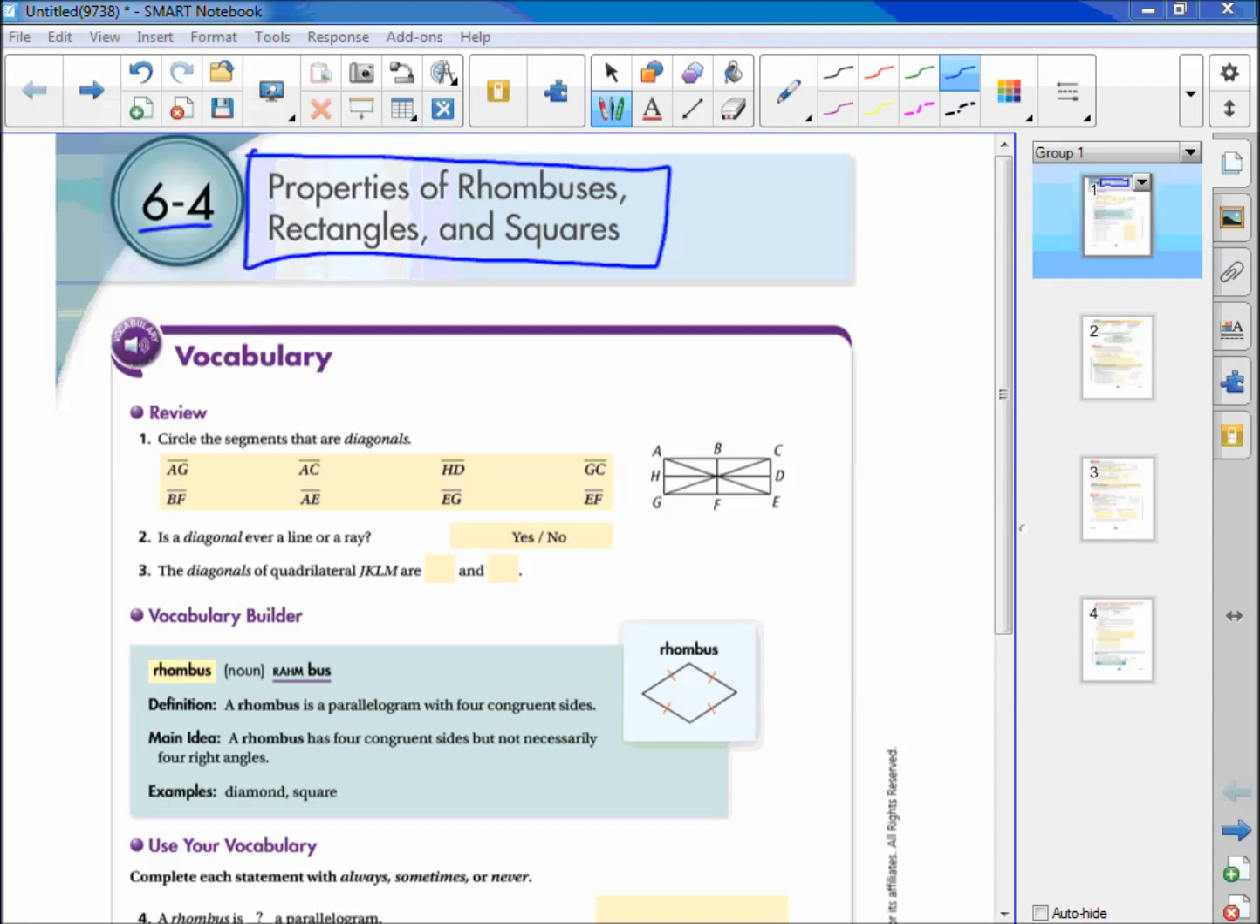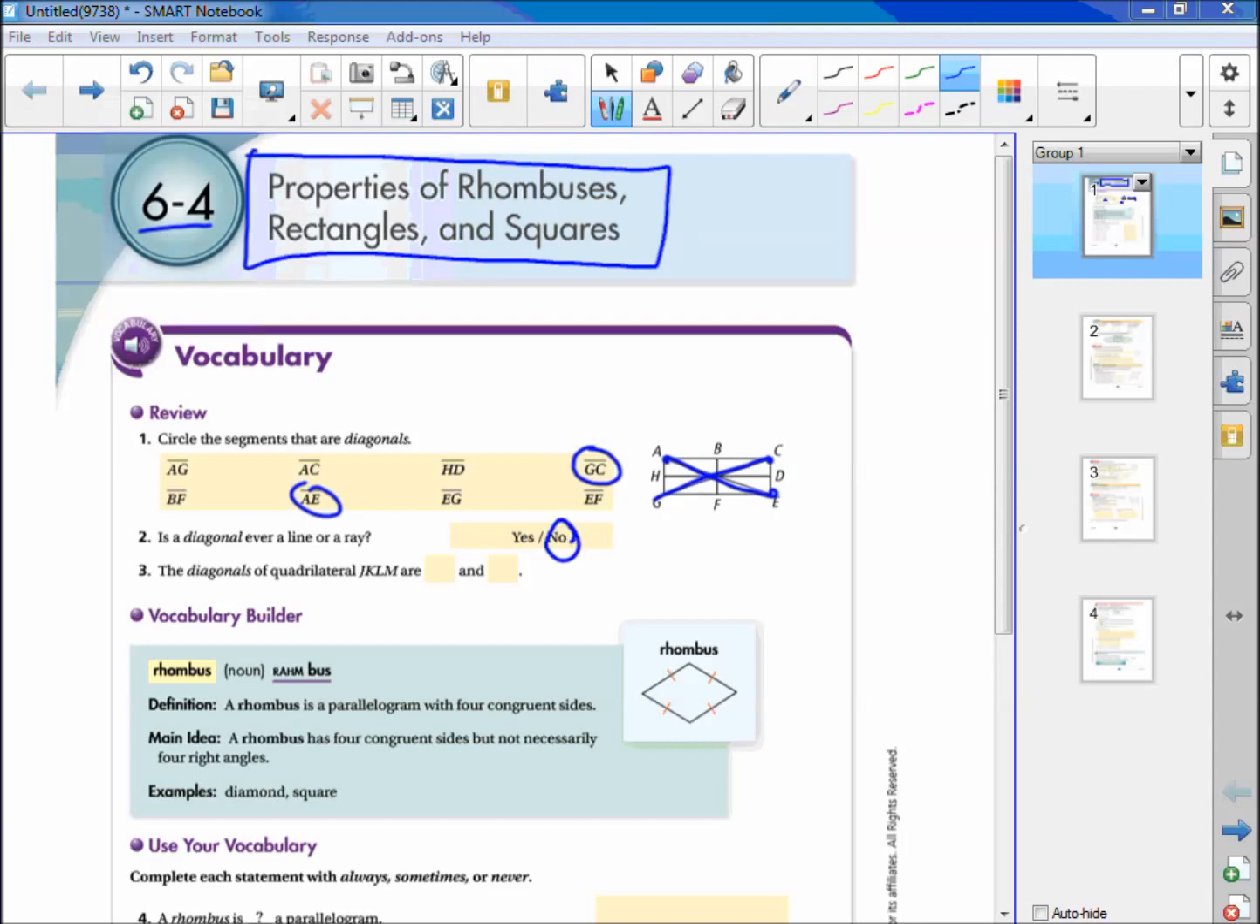Alright, so vocabulary. Circle the segments that are diagonals. Remember, the diagonal goes from one corner of a polygon across the middle to its opposite corner. So we're going to have AE and CG or GC, whichever one's in here, so GC. None of those others are diagonals. Going from a side across is not the same as going from a vertex of our polygon across. Diagonals are always line segments because they have endpoints on both sides.